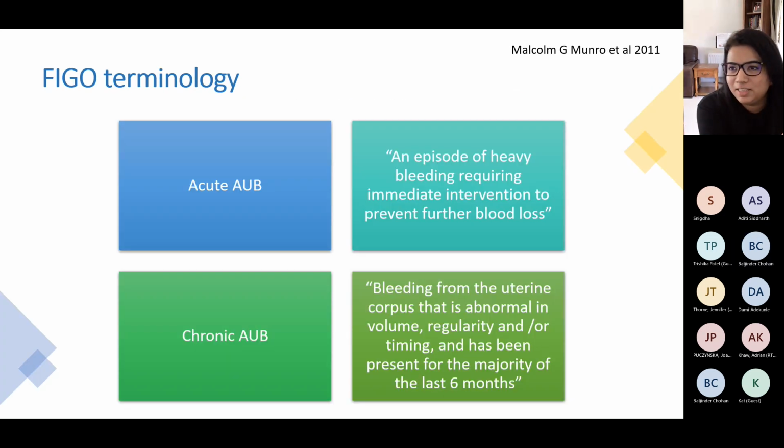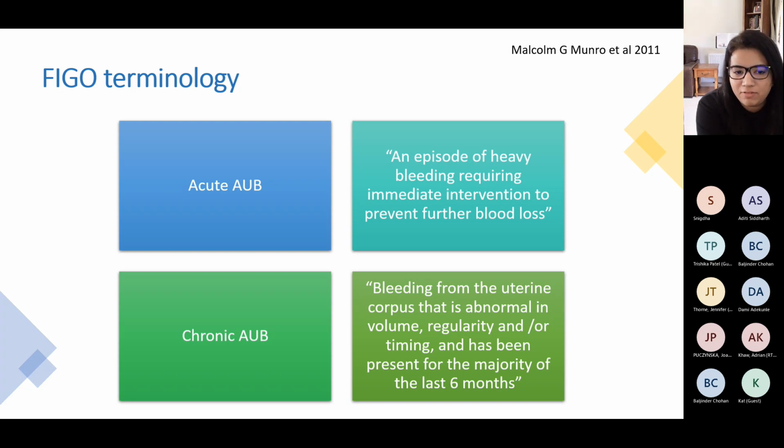So then what FIGO wants us to do in order to manage the situation, now that we've understood what possibly could be the issues, is to think about abnormal uterine bleeding as acute and chronic. Obviously, acute bleeding is actually acute on chronic, because they have chronic menorrhagia and then present with this acute episode of completely flooding. And that's what is acute abnormal uterine bleeding. And they've given us definitions for it.